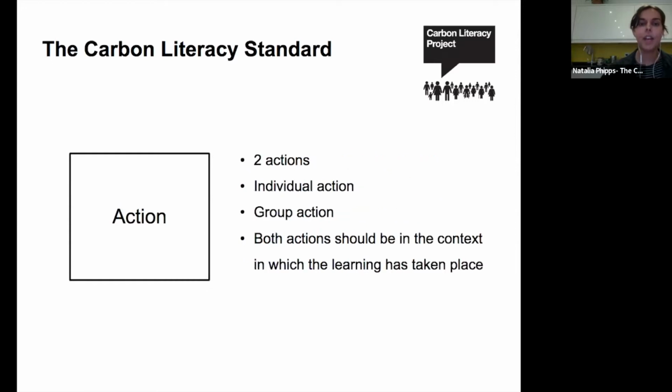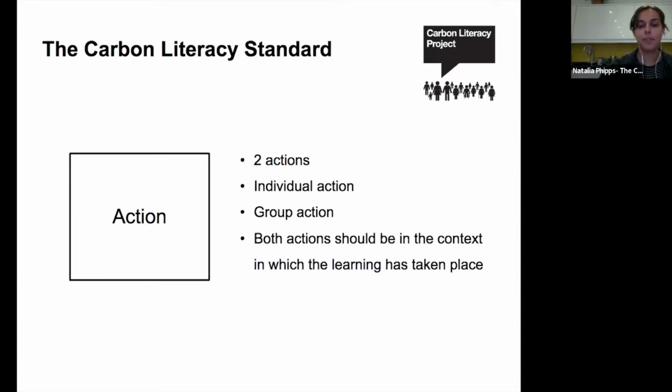And the final part of the standard is action. To attain your carbon literate certificate, you must pledge 2 actions which you will implement as a result of your training. These actions are assessed by us at the Carbon Literacy Project before you're awarded your certificate. This is one of the most important parts of the training, and it's really what makes it unique, that you're doing something to address climate change. You're going out there and reducing your carbon footprint as a result of it.